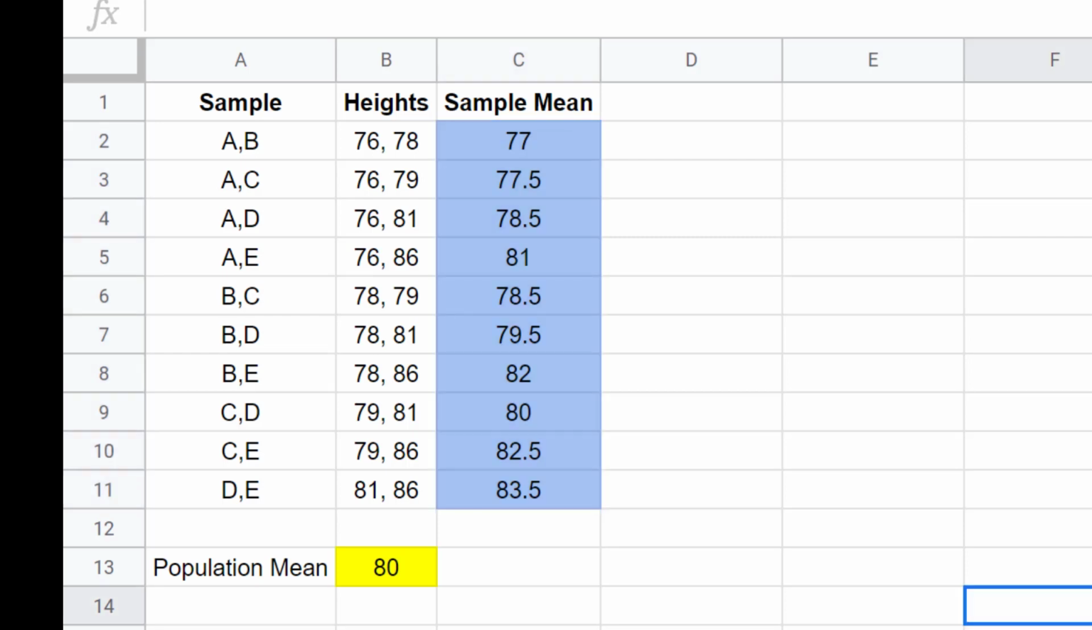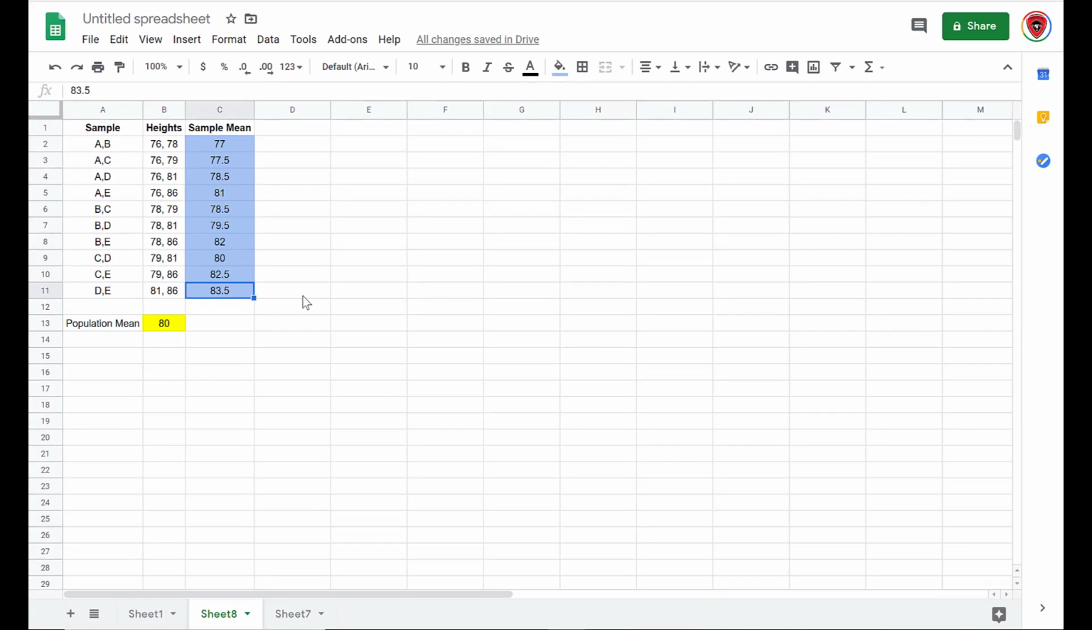If we matched up player A and B, we get 77 inches. That is not completely accurate with the representation of the population mean. If you look at, let's say, players D and E, their sample mean was 83.5, so it's 3.5 inches larger than the true mean. So this is where we come up with these sampling errors. The sample is not always going to be 100% representative of the entire population.